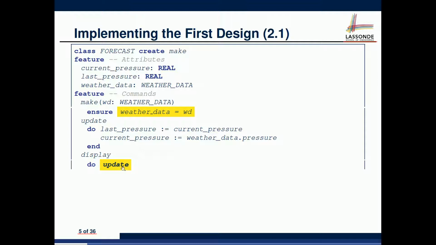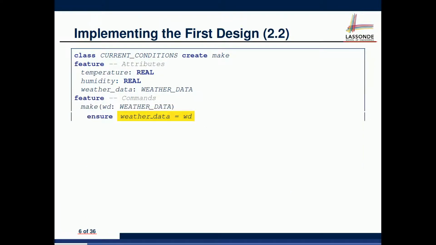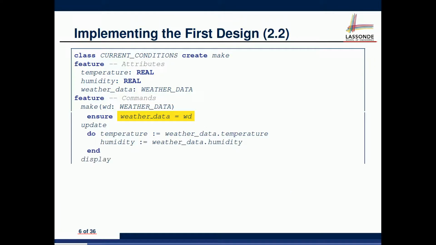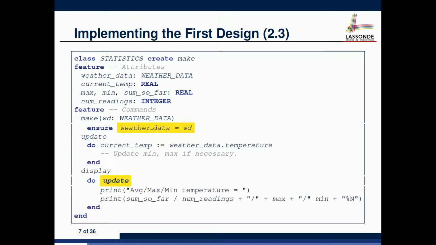So this is a very similar control structure for every app you're going to program. But you can think about every app as independent of each other. For current condition, it's very similar. I'm not going to waste your time, so you can look at that. And also for statistics, you can see the way things are highlighted, where the data should be assigned, and also update should be the very first step for displaying.